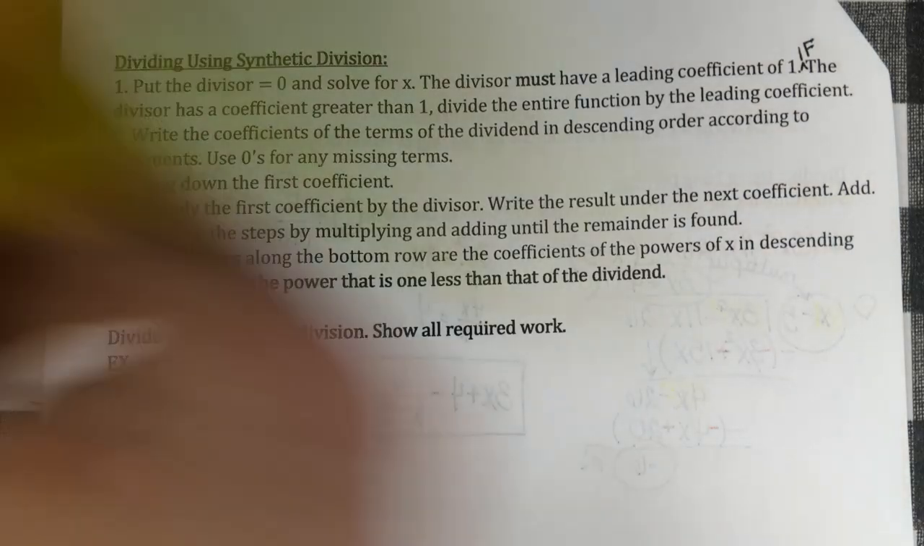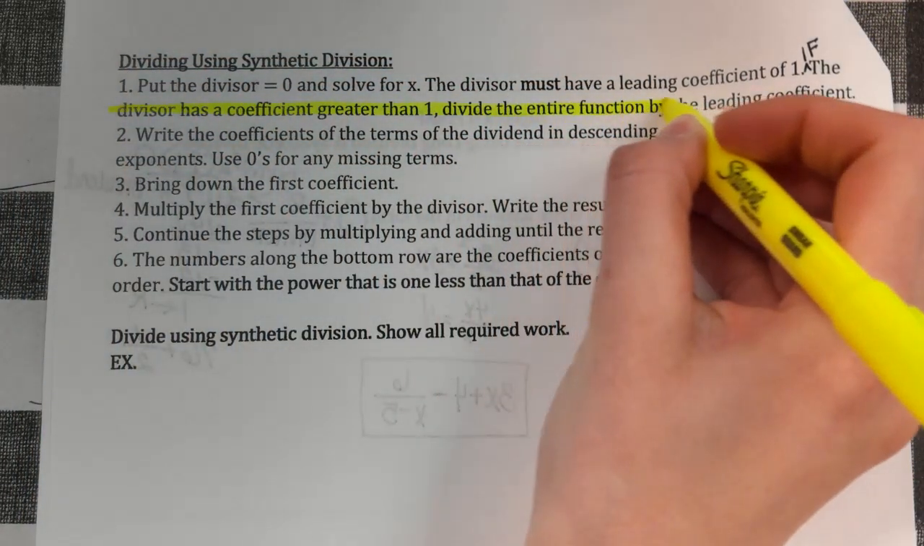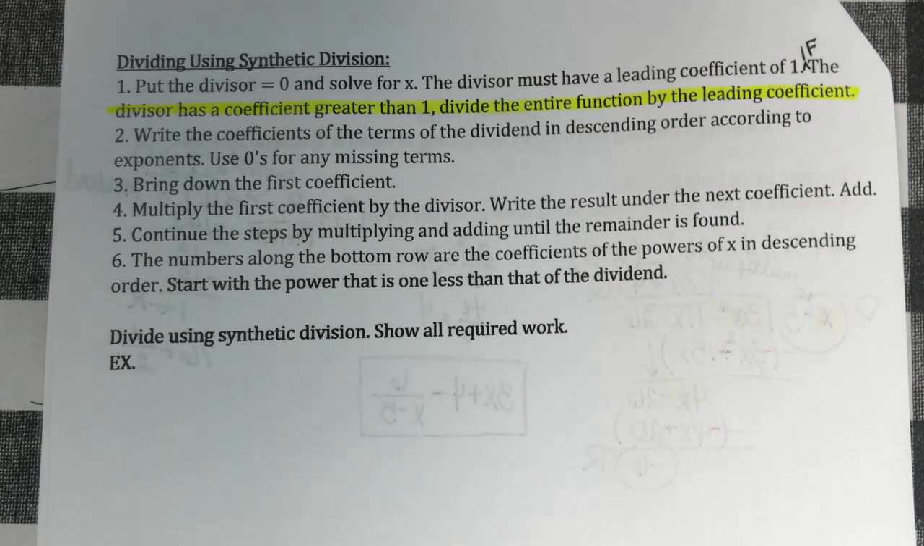If the divisor has a coefficient greater than 1, then you have to divide the entire function by that leading coefficient. Because you cannot start your synthetic division until that divisor has a coefficient of 1. Okay, so if you have 2x or 3x or 5x, something like that, you're going to have to divide everything by that coefficient to make that linear divisor a coefficient of 1. Then you can do your synthetic division.